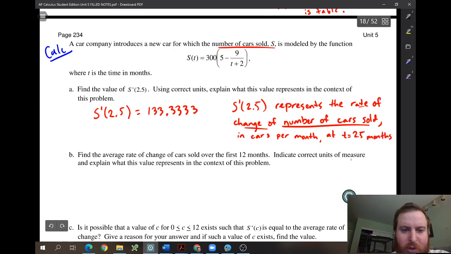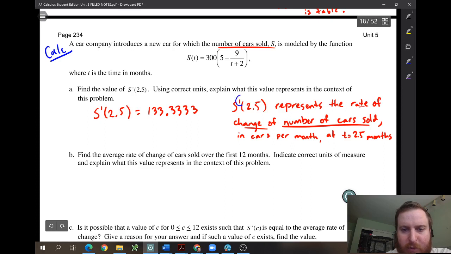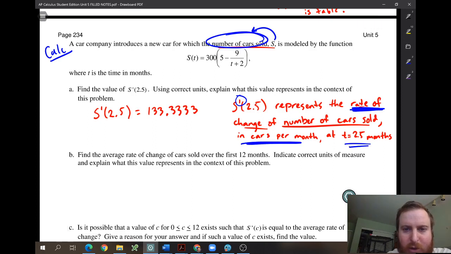Now, would this be an increase or a decrease in cars sold? This would be an increase in cars sold, right? So there are 133.3 repeating more cars sold per month at 2.5 months. But our key here, maybe a sentence starter for you to practice, is, as soon as you have a derivative, that's always the rate of something. Then it's the rate of whatever they told us it was, and you always need the units and then the time. Now, how do I figure out my units? Well, they told us S was cars, so we know S prime will be cars per month.